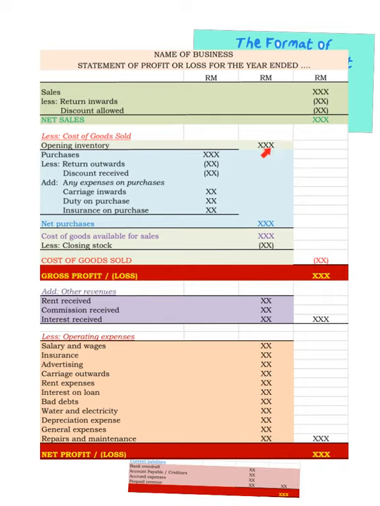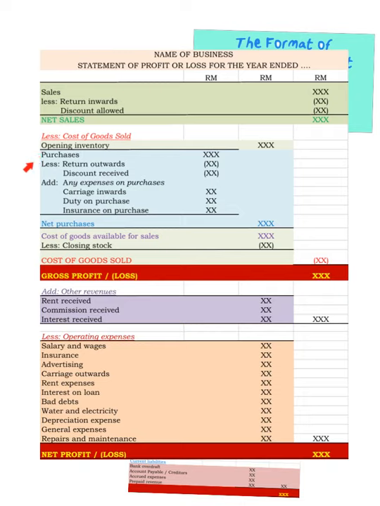Why? Because this is the figure awaiting the net purchases that you are going to calculate in the second column here. So you just put this one here. There's nothing that you need to do to the opening inventory. No adjustment to this figure.